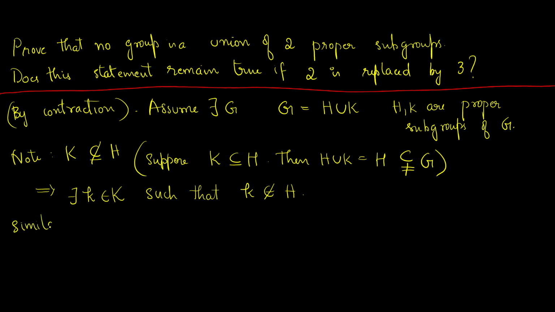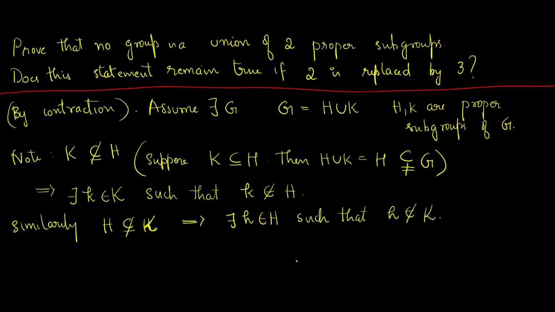Similarly, by the same arguments, H is not contained inside K. H is not a subset of K. What does that mean? That means that there exists small h in capital H such that h is not an element in K. This much we are just observing. Now, what happens to this hk? hk will definitely be there in the group G. That we know because small h and small k are ultimately elements in G.